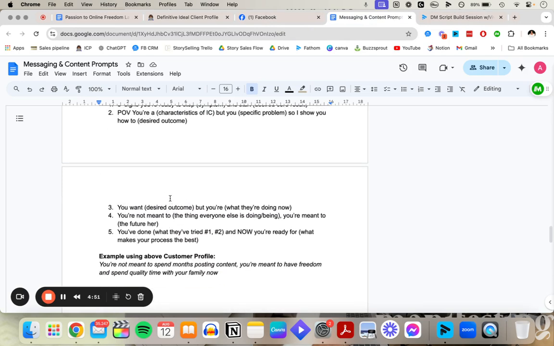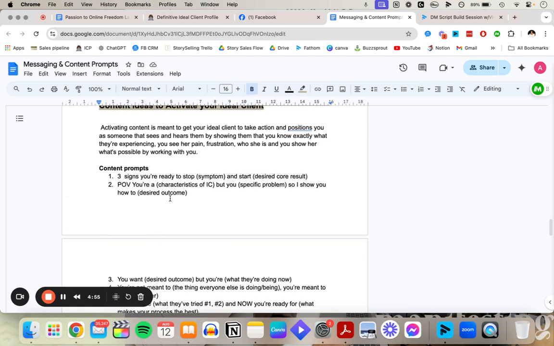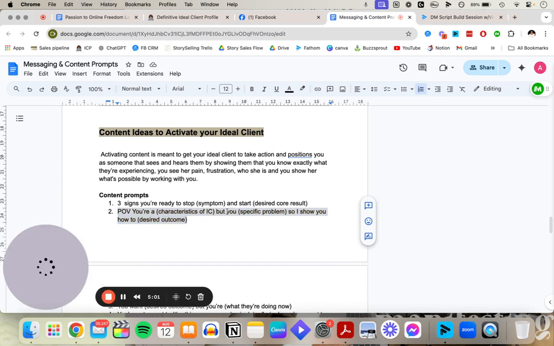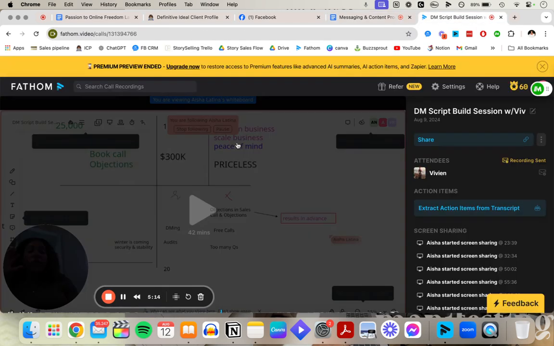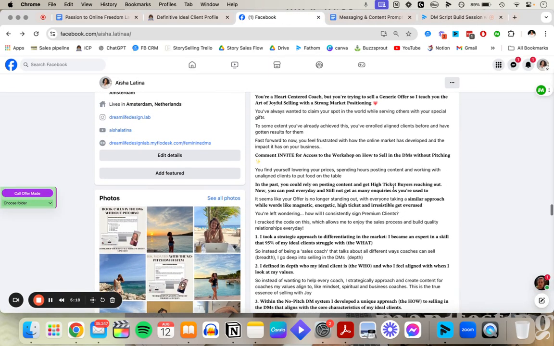Wait, I cannot find it. Yes, exactly. So this is a content idea that activates people. And it's activating them because I'm mentioning characteristics of who they are. I'm also mentioning the specific problems that they have, and I'm mentioning that I will be the one to get them to that outcome.